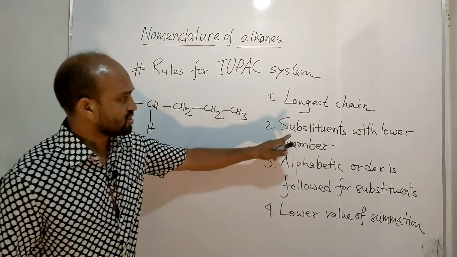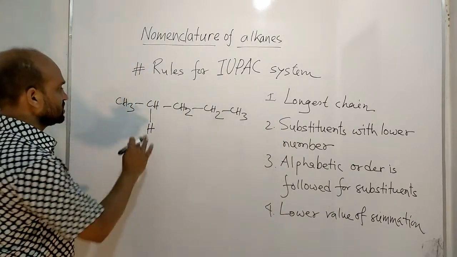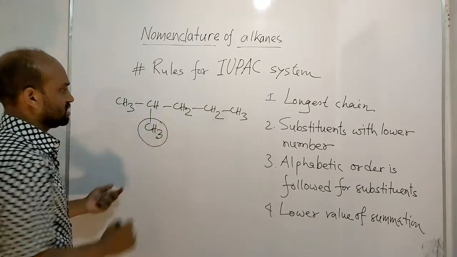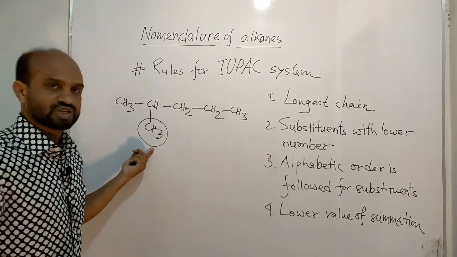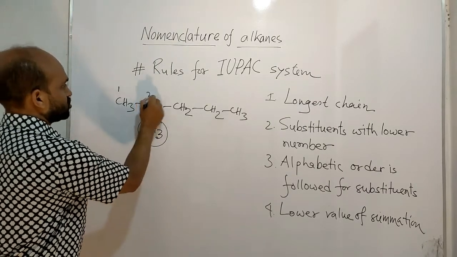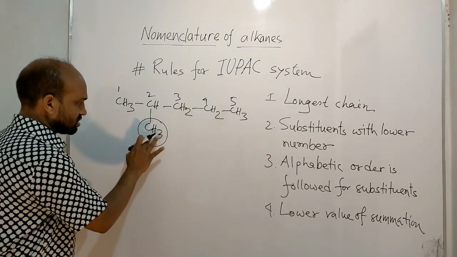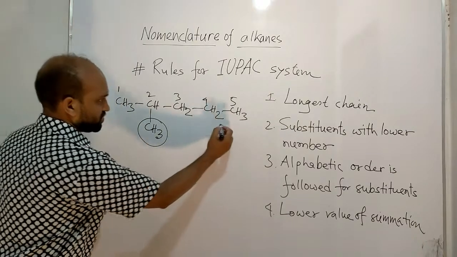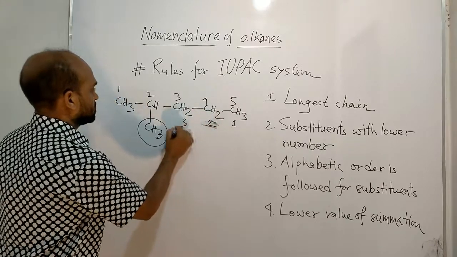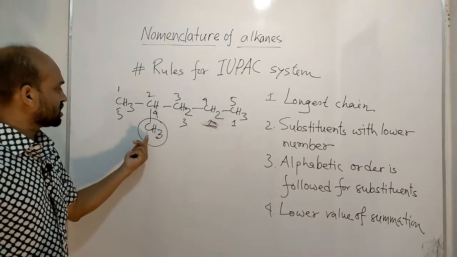The second point is substituents with lower number. That means here this is hydrogen. If this hydrogen is replaced by any alkyl group, suppose a methyl group, then it will be the substituent. Substituents are expressed with lower number. If the carbon atoms are numbered from the left, 1, 2, 3, 4, 5, then the substituent is at carbon 2. If it is numbered from the right, 1, 2, 3, 4, 5, then the substituent is at 4.